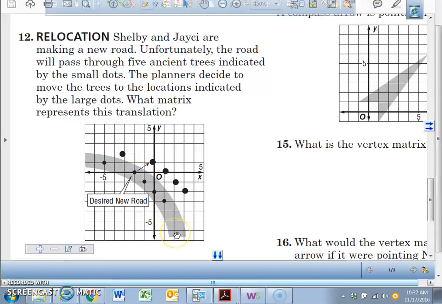So what they need to do is move the trees to the locations indicated by the large dots. Well, maybe they can't move the road. Maybe the road has to be there. Okay, that's a good idea. Maybe move the road. But they're going to transplant. They're not cutting them down. They're moving them. They're just unrooting them from their home that they've been in for many years.